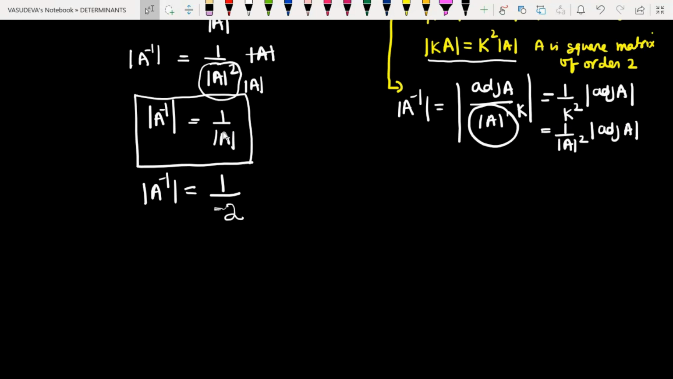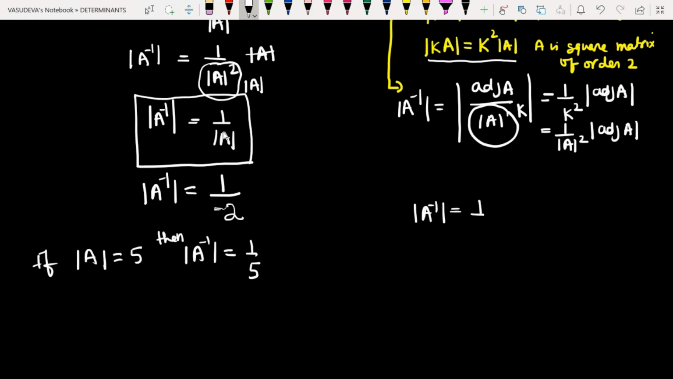So from this we conclude that if determinant of A is 5, what is determinant of A inverse? It is just 1 by 5, because this is 1 by determinant of A. Here we have taken that determinant of A inverse is equal to 1 by determinant of A using the formula A inverse is equal to adjoint of A divided by determinant of A.